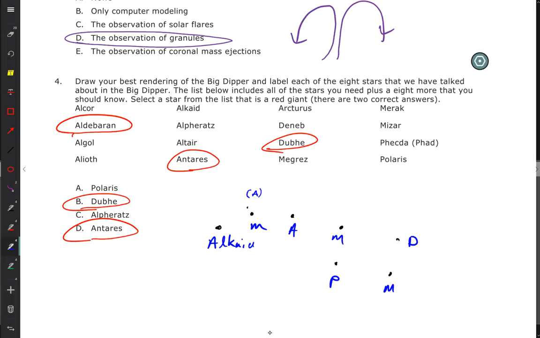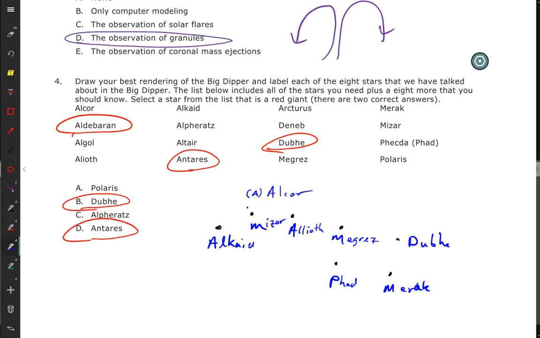So it's Alkaid, yes. Mizar, yes. Alioth, no. Megrez, yes. Phecda, of course. Merak, yes. And Dubhe. So I got the okay. And that one up there was Alcor.